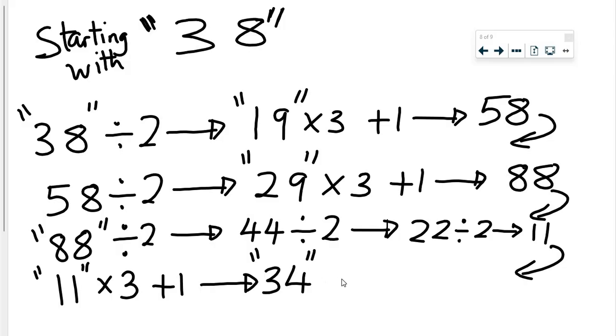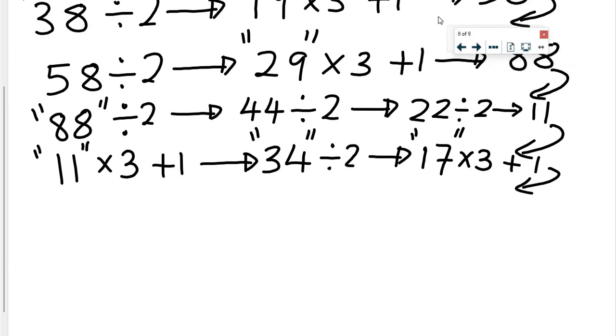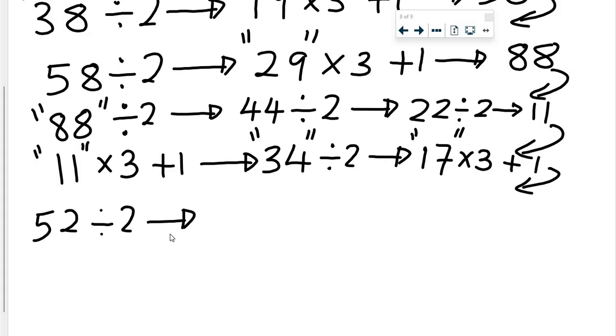34 is even, divide by 2. What do you get? 34 divided by 2 gives you 17. 17 is odd. Multiply by 3, the answer you get, add 1. What do you get? Now, 17 into 3, add 1, you get 52. 52 is even, divide by 2. What do you get? 52 divided by 2, you get 26.